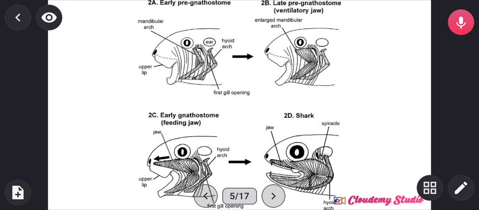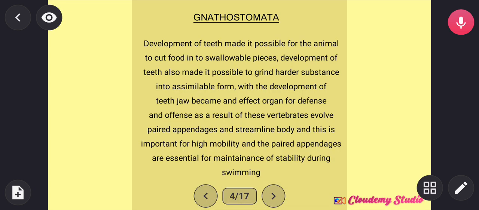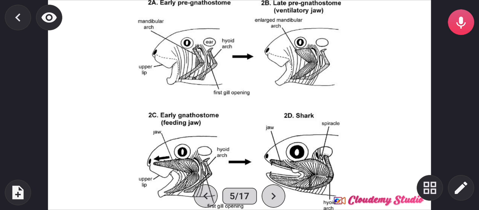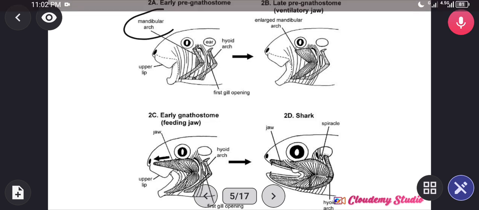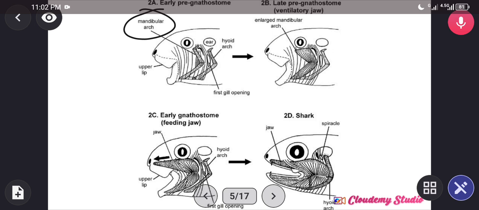Now, let us now talk about the evolution of jaw. We said they have jaw. Where does this jaw come from? So this is a picture that is illustrating the jaw evolution. So they believe that jaw evolved as a modification of the third gill arch. The first two gill arches have been lost, you understand? So this third visceral arch is called the mandibular arch. You understand? It is called the mandibular arch.